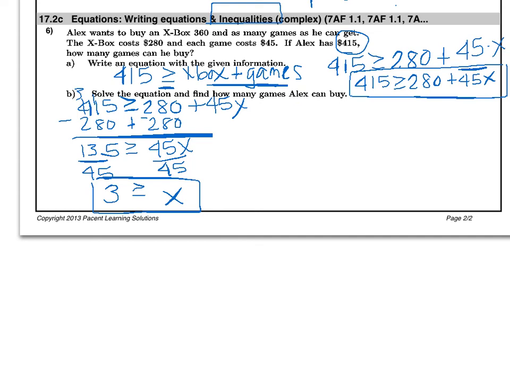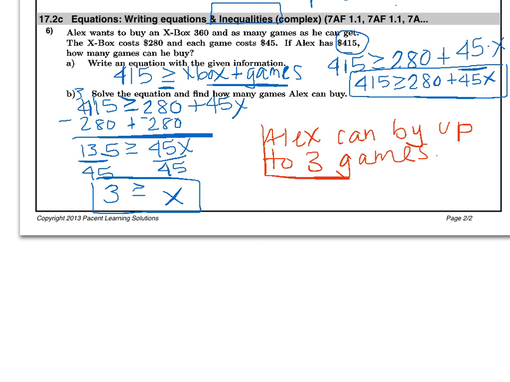So can he buy 4 games? No, he can't. Can he buy 3.5 games? No. Can he buy 2 games? Yes. Can he buy 1 game? Yes. So we're going to say Alex can buy up to 3 games. Okay? Or you could say he could buy 3 games or less. Okay, there's lots of ways to kind of write it. All right, let's move on to the next page.